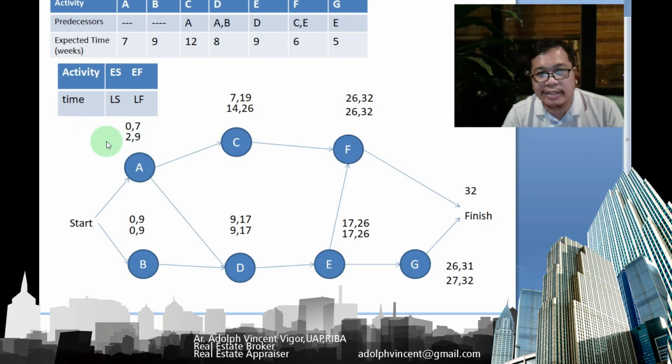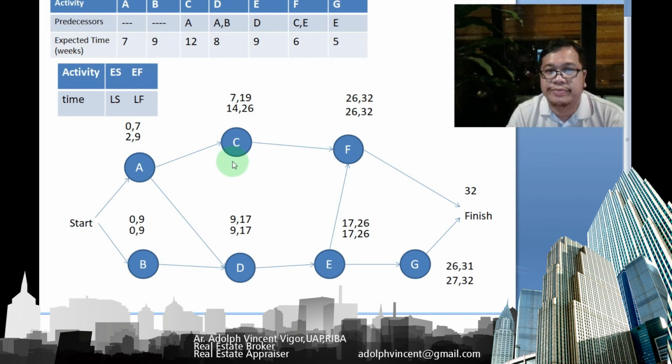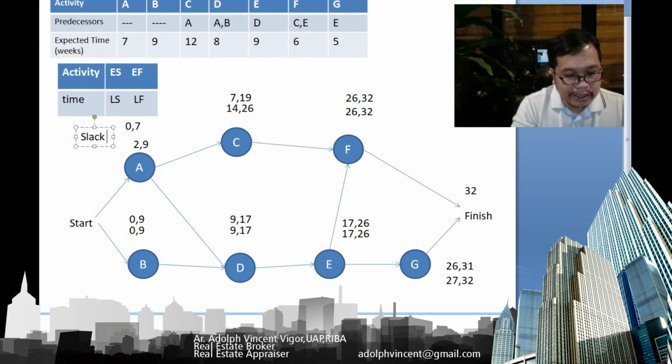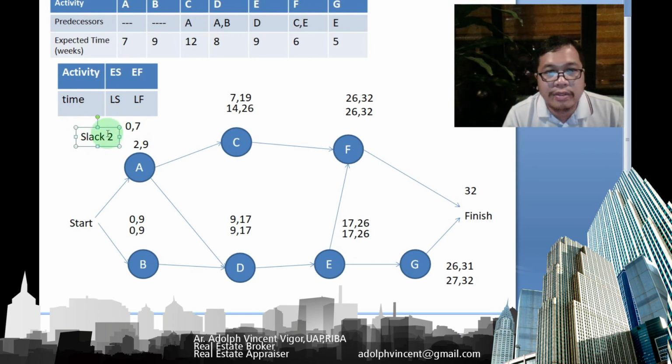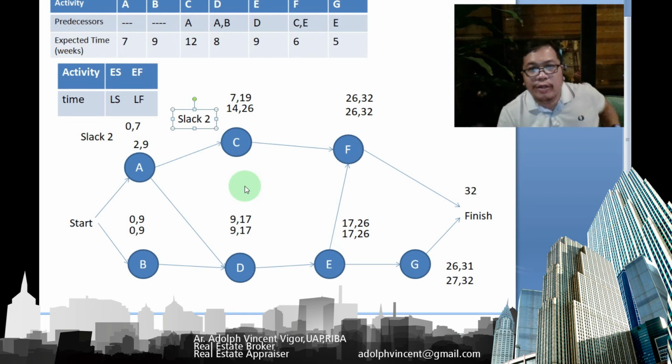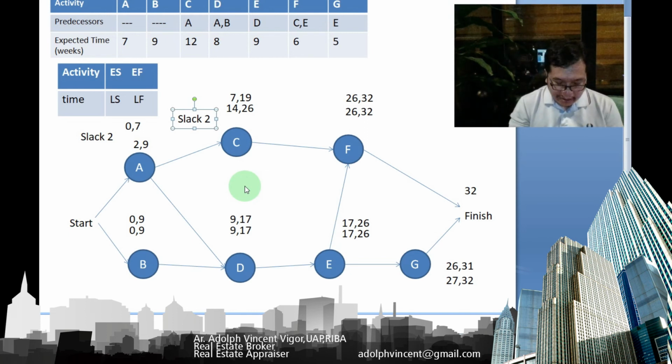So the slack here is 9 minus 7 and 2 minus 0. So the slack here is 2. Then for this one, that's 26 minus 19, so that's around 7. So let me check. Minus 19. The slack here is 7 weeks.